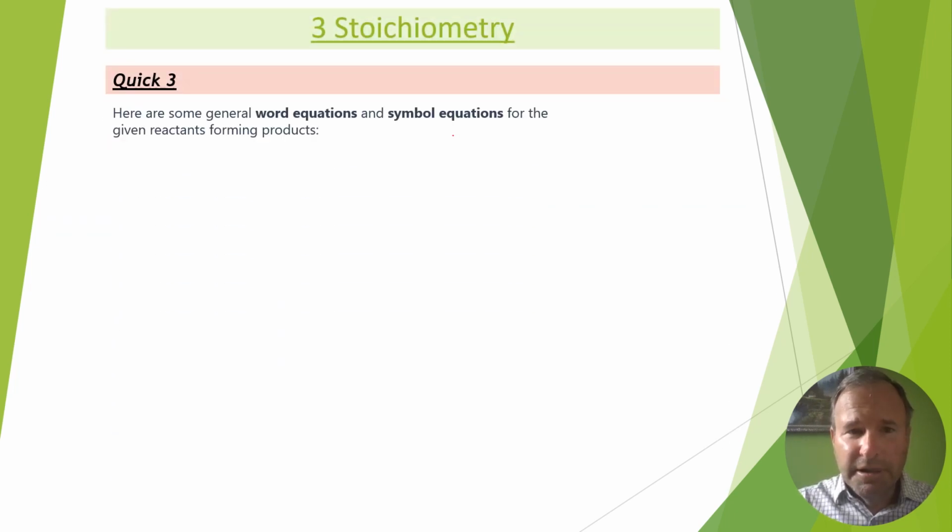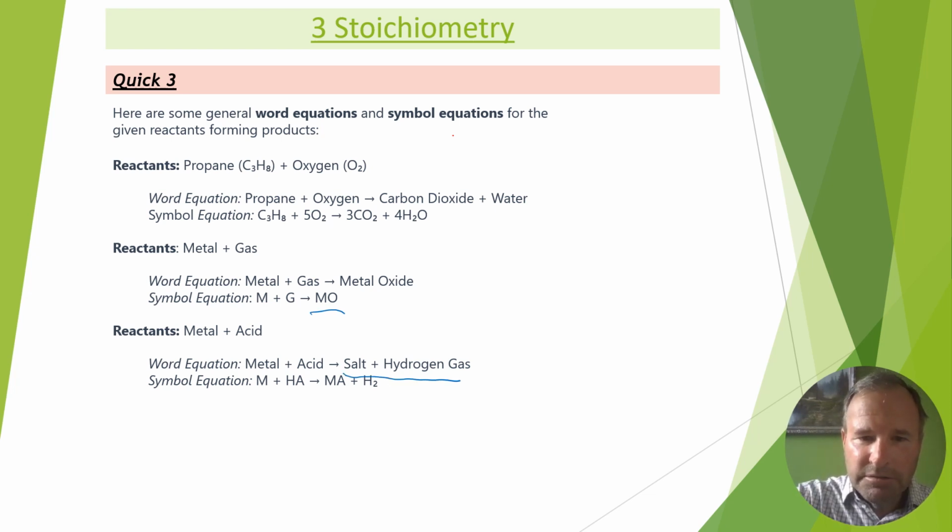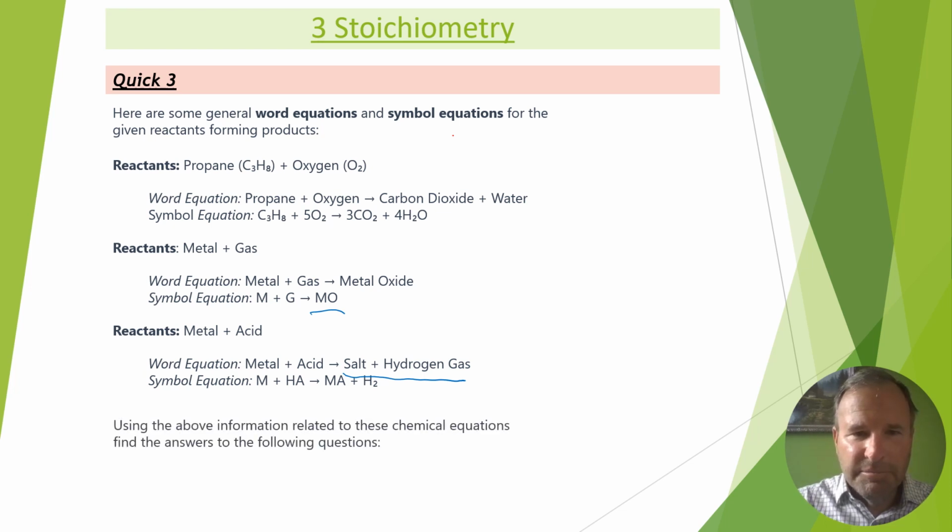Here's some general word equations you come across again, and simple equations given. So you've got propane plus oxygen, that's what it usually gives, carbon dioxide and water. We have excess oxygen. You've got another reaction, a metal and a gas together, in this case the gas is oxygen, and you get a metal oxide, denoted by MO, and a metal plus an acid gives you 2 products, salt plus hydrogen gas. You'll become more familiar with that when we go through it in the different topics, acids and alkalis, and so forth. Okay, using this information, we're going to answer some questions.